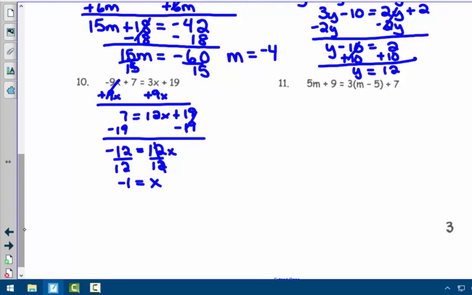So negative 1 times negative 9 is 9. 9 plus 7 is 16. Negative 1 times 3 is negative 3 plus 19 is 16. 16 equals 16. On to number 11. In fact, I'm going to leave number 11 for you to do. And we'll go over this one in class tomorrow.